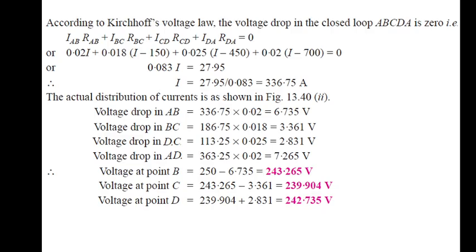These voltage drops are used to determine the node voltages at different points in the ring, starting from 250 volts at point A. The voltage at point B is found by subtracting the drop in AB, followed by further drops to calculate the voltage at point C. Finally, the voltage at point D is obtained, showing how voltage varies around the ring. So this analysis highlights how KVL helps in evaluating both current distribution and voltage profile in a ring distributor system.